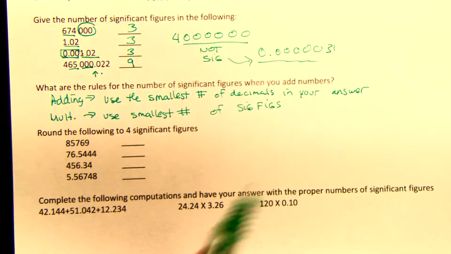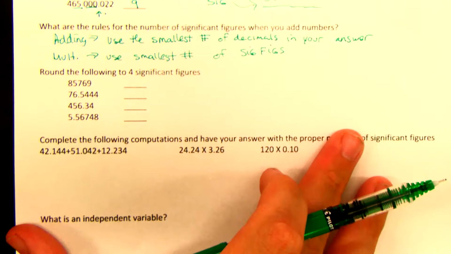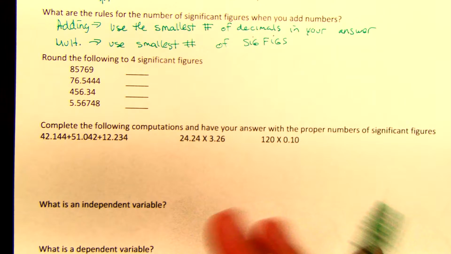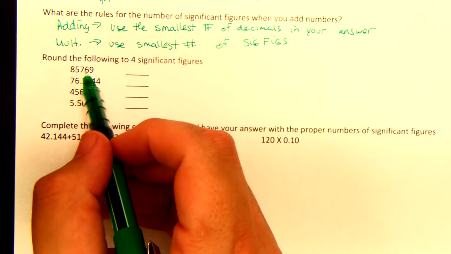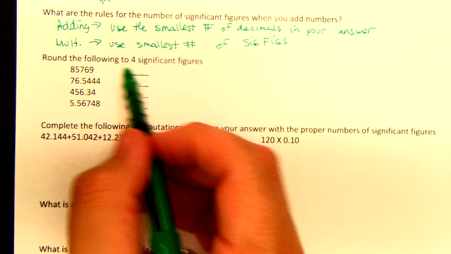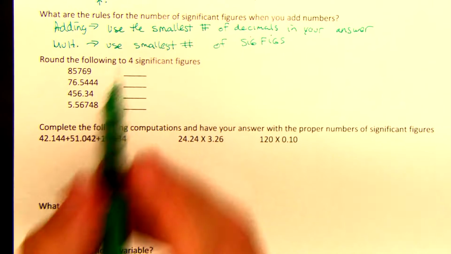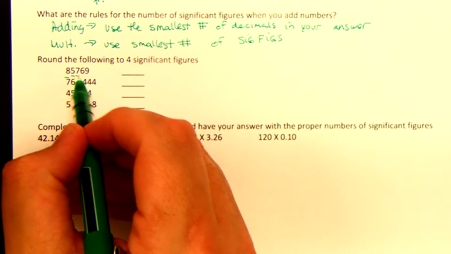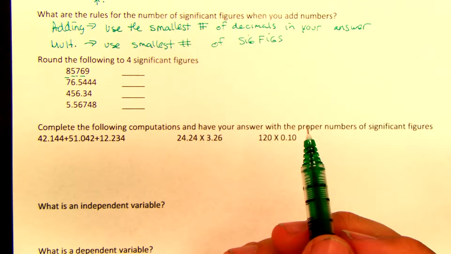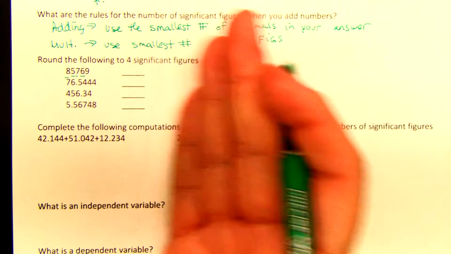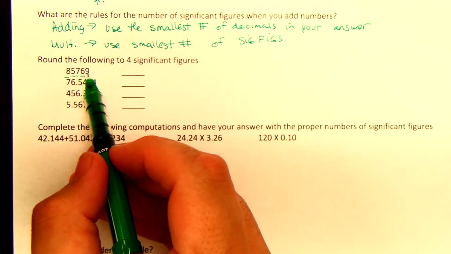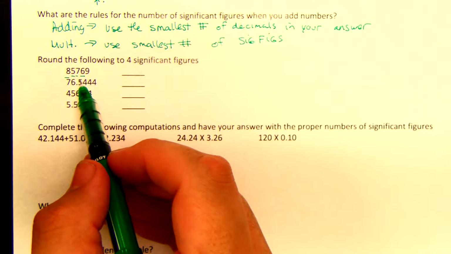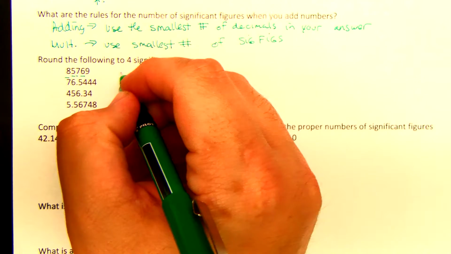Now, rounding. Remember, we don't ever want to change the magnitude of the number. This number up here, 85,769, we want to round it to 4 sig figs. What I like to do, and what I had to do when I was first learning, is I underlined the 4 sig figs that I wanted. And you're going to start from left to right and figure out you get 4 sig figs. That 9 is going to change the 6. Is it going to round it up to 7 or stay 6? Round it up to 7.